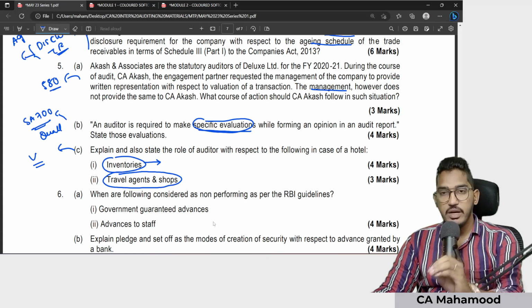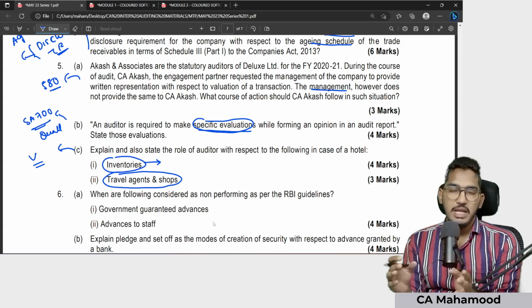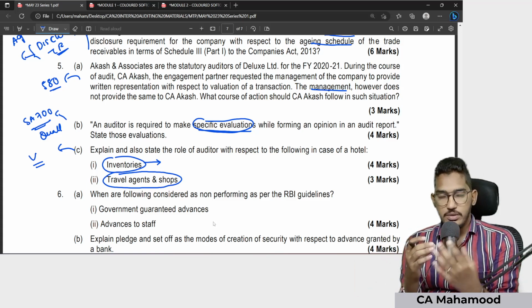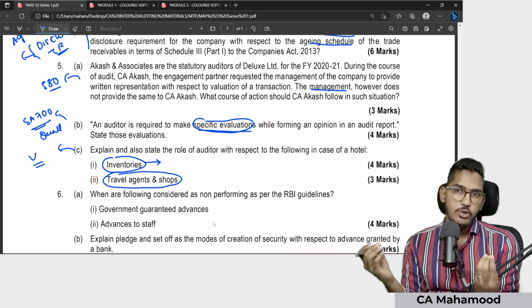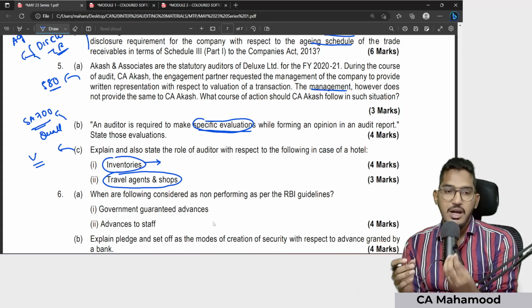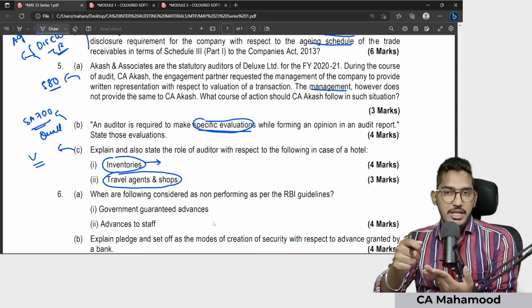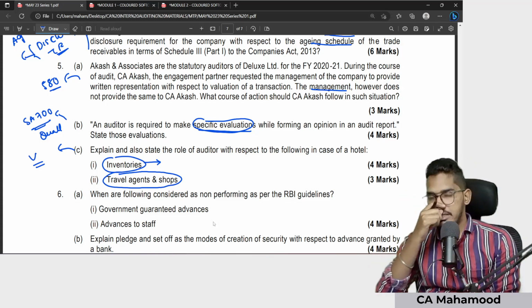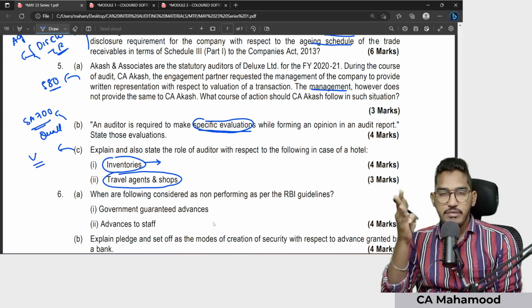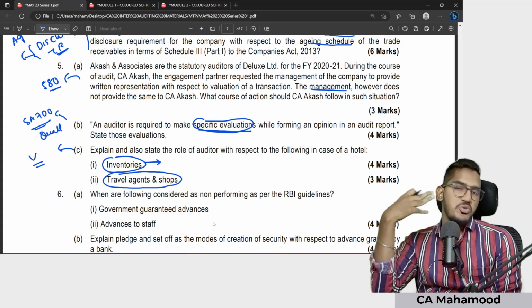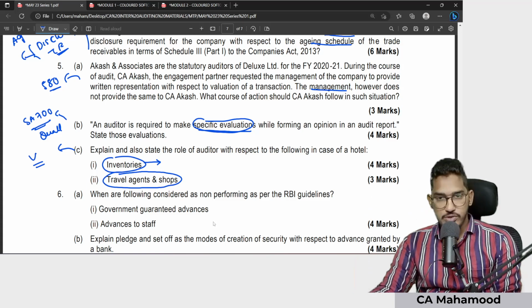So first you should write that inventory in the hotel consists of portable items or very small items like food items, and also linen, these kinds of things. All this inventory should be kept in safe custody. The key should be retained by the manager and that key should be given only to authorized personnel. At the end of the year, whenever inventory verification is happening, the auditor should go and attend that inventory counting process.